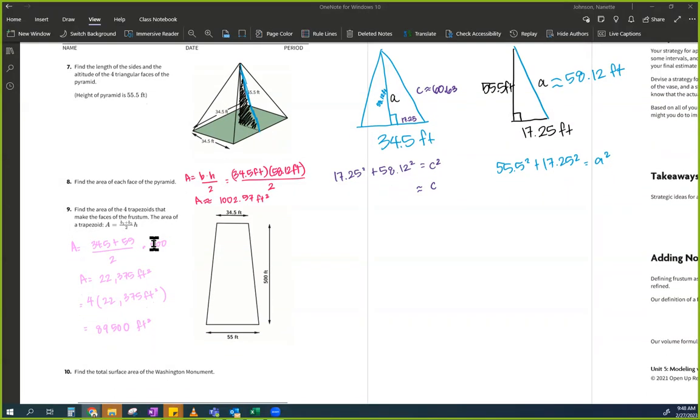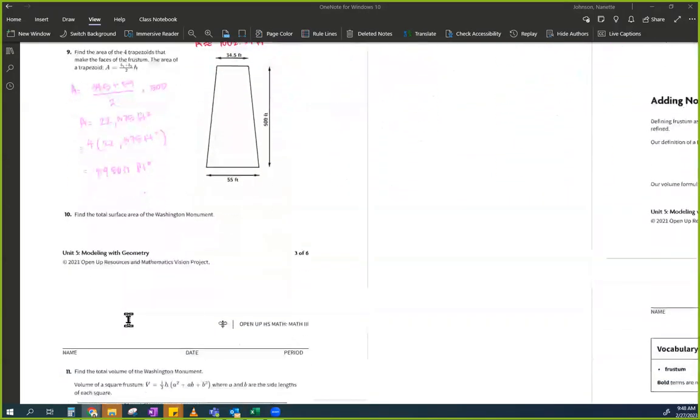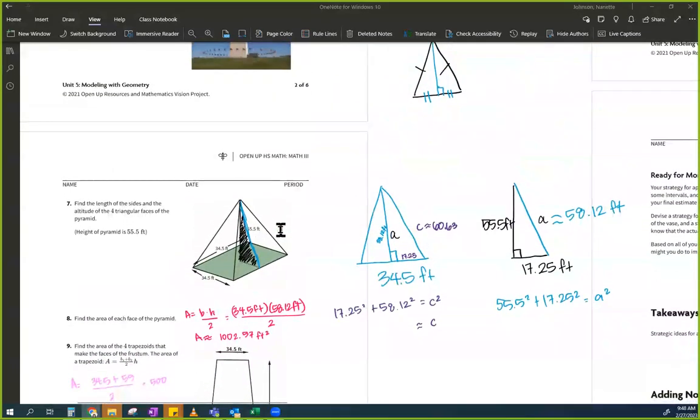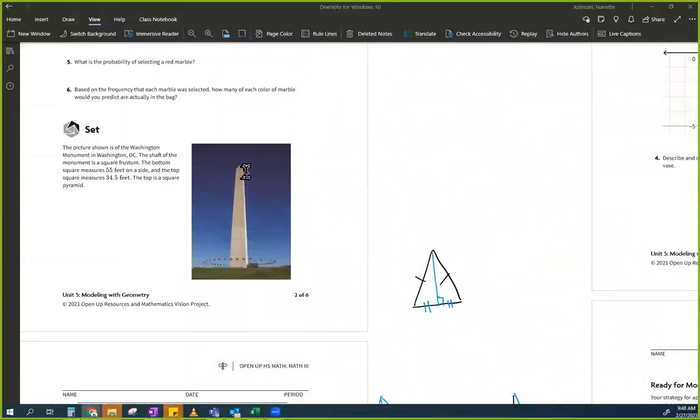All right, so we are going to be going over number 10 and 11 from 5.3. But you need some context. So here's our context. This is a picture of the Washington Monument in Washington, D.C. If you look at it, this long part here is a frustrum, and the very top of it is a pyramid.